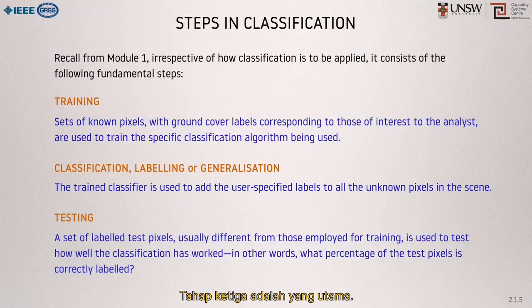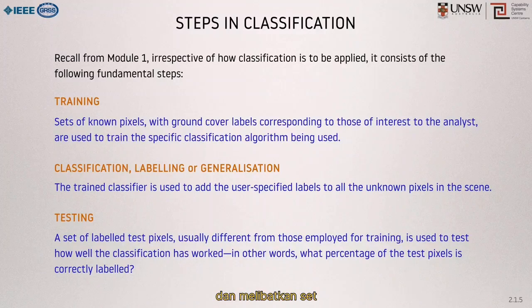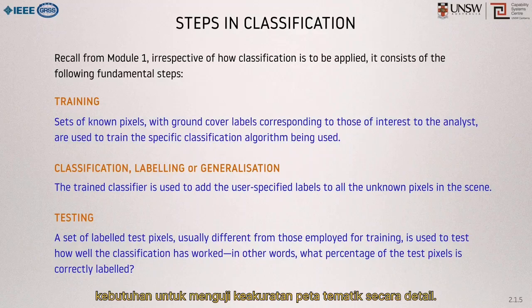The third stage is a central one when developing a classification. We need to know how well the trained classifier works on real, unseen data. It is generally called the testing phase and involves sets of labeled pixels that the analyst has put aside in order to check the performance of the classifier. We'll have more to say about this later, especially in Module 3, where we will treat the need to test the accuracy of a thematic map in some detail.